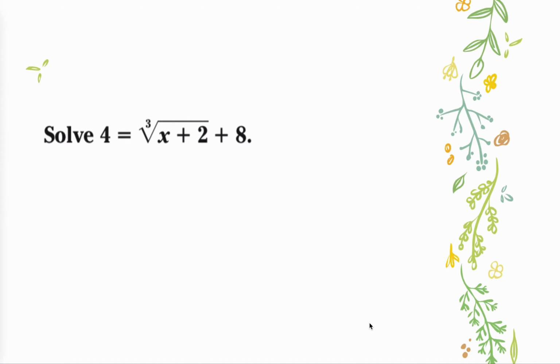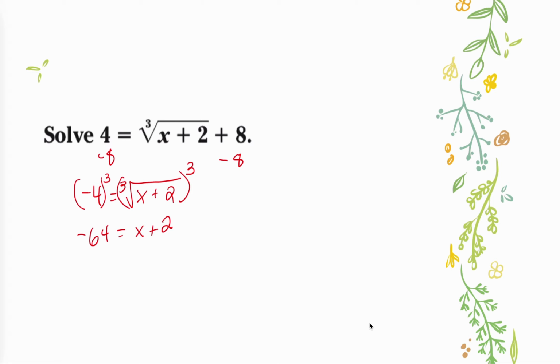Okay. 4 equals the cube root of x plus 2 plus 8. Minus 8 from both sides. Negative 4 equals the cube root of x plus 2. To undo a cube root, we're going to cube it. So negative 4 cubed is negative 64. Subtract 2. And subtract 2. And that's negative 66 equals x.